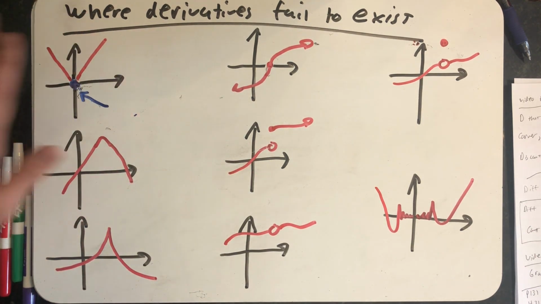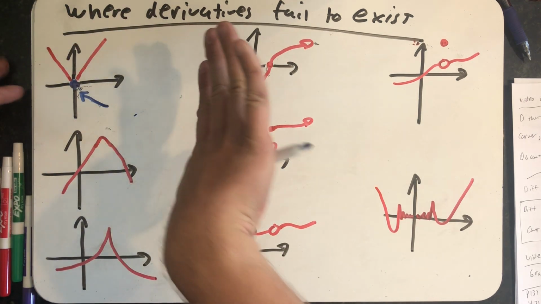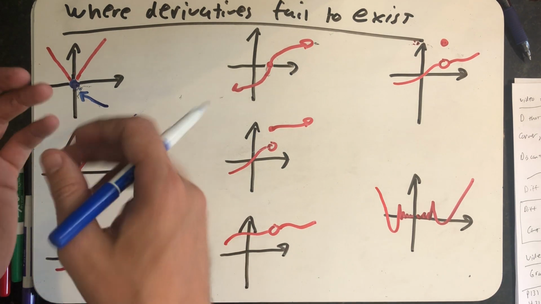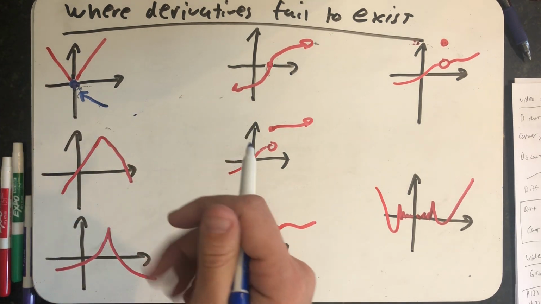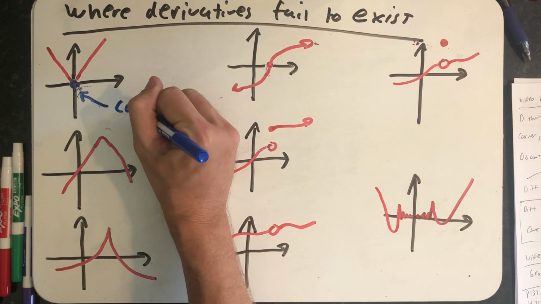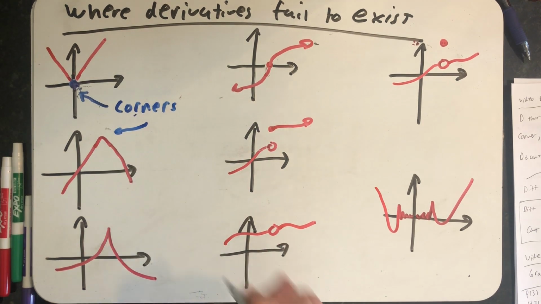And the idea was all the slopes on the left-hand side of 0 are -1, the slopes on the right-hand side are all 1, and I end up with a left-hand side derivative and a right-hand side derivative that are different. And it turns out when that happens, I always get a sharp point, so we call these corners. And that's actually what I see in this diagram too.